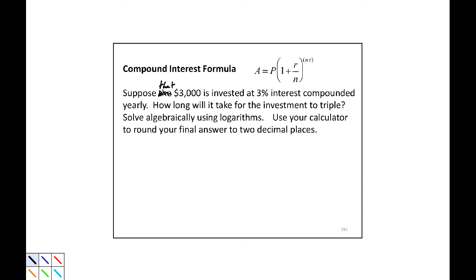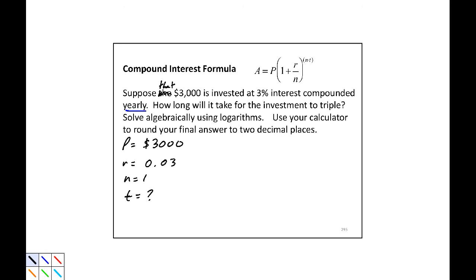So let's take the information we have. We first have that the principal is $3,000. We also see that the rate is 0.03, converting 3% to a decimal. And it's compounded yearly, which means that N equals 1. Now, we don't know time, so we'll leave that one as a question mark.